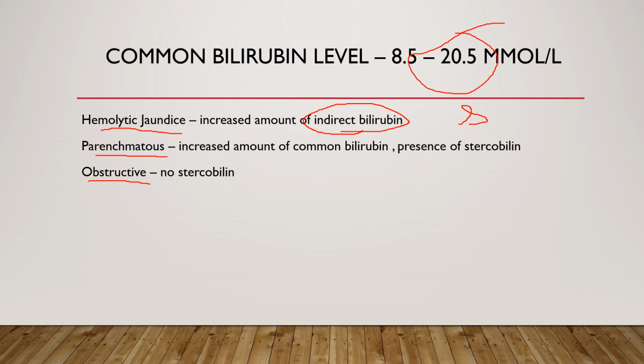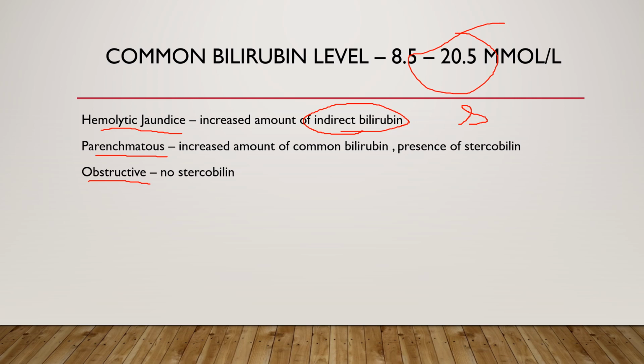If the amount of common bilirubin is increased in all the cases, then we can say it is parenchymatous jaundice. Now the question is, here also the common bilirubin increases, and here also stercobilin is present. Then how will we differentiate whether it is hemolytic or parenchymatous?